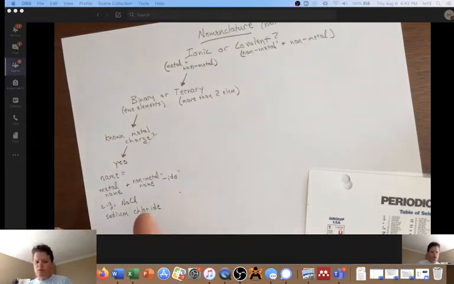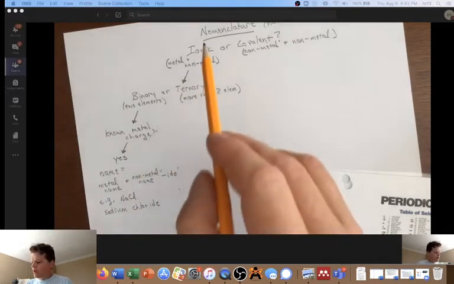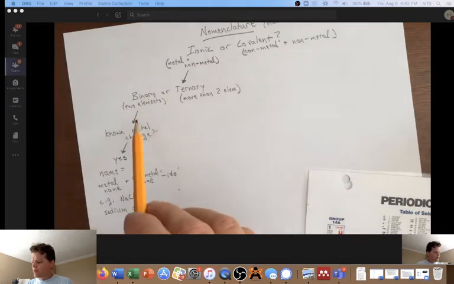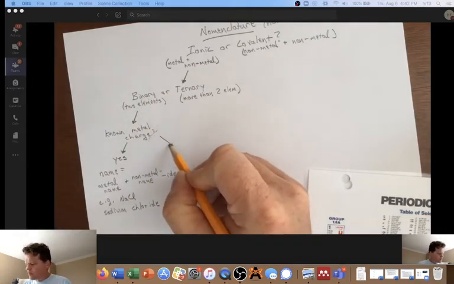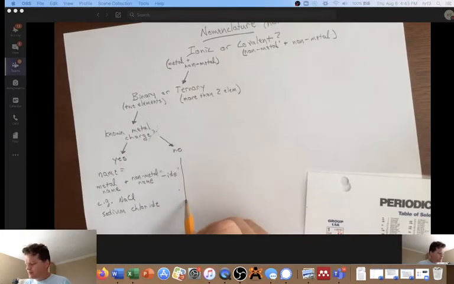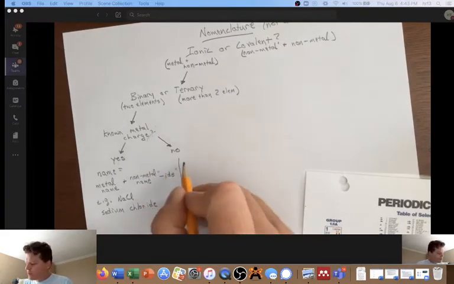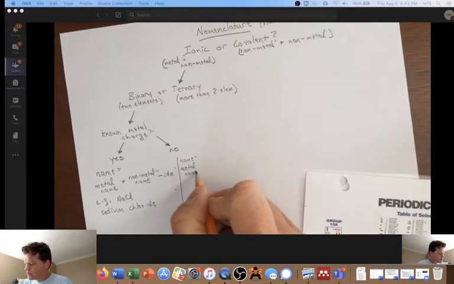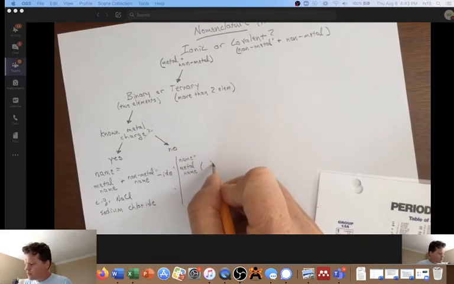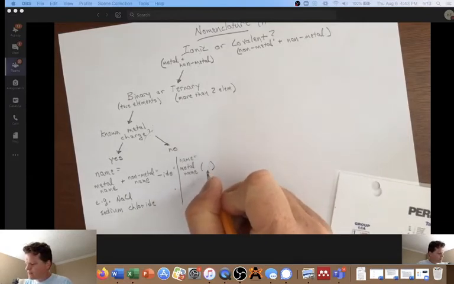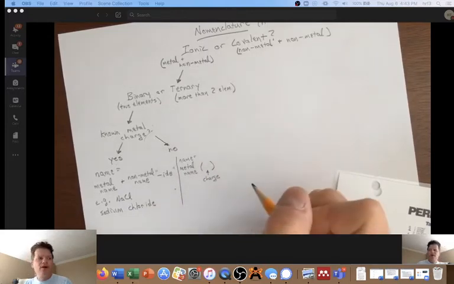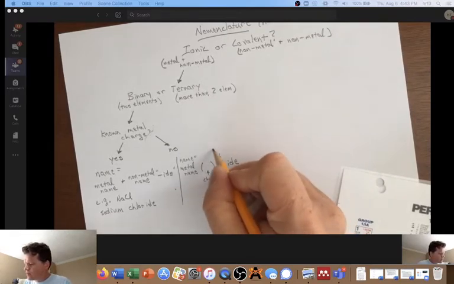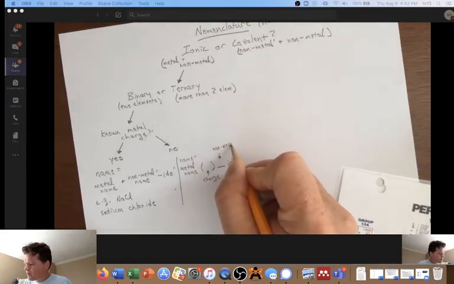All right, so that's one system of naming for ionic binary with a known metal charge. What if it's ionic binary, but we don't know the metal charge? So if it's no, we don't know the metal charge, then we need to indicate that somehow. So the name will be the metal name. So far it's just the same. But then a Roman numeral in parentheses, and this will be the charge. So we have to figure out the charge somehow. And then blank "ide" again, where in the blank we put the nonmetal name, or at least the beginning of it.